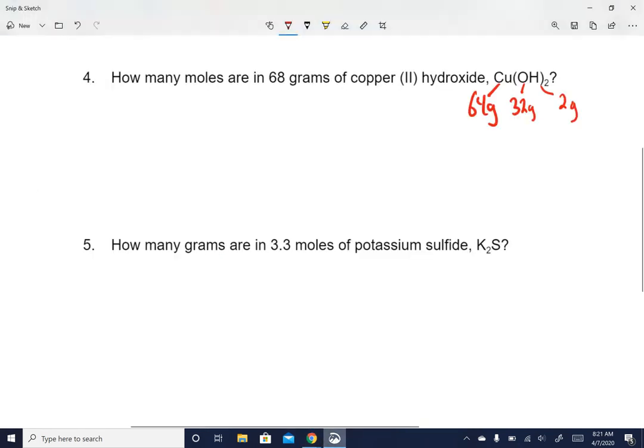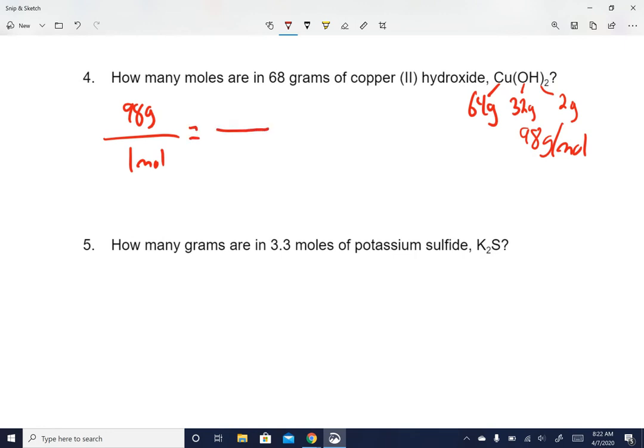Now we add 64 plus 32 plus 2. 32 and 2 is 34, and 34 and 64 is 98. So this whole thing here is 98 grams per mole. That's the gram form of the mass of Cu(OH)2. So 98 grams in 1 mole equals, how many moles is what we're looking for, so X moles in 68 grams.